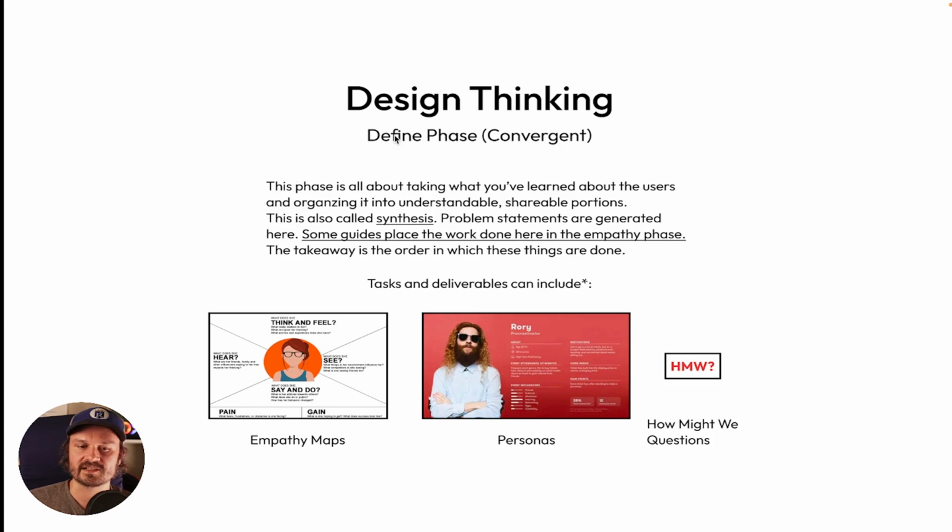But anyway, this phase is all about taking what you've learned about the users and organizing it into understandable, shareable portions. And when I say shareable portions, that points to the types of deliverables that will be created. For example, you'll have your empathy map, you'll have your personas, and you'll have your HMW, your how might we questions, and these are shareable in the sense that you'll have these documents. You can make these in Figma or Google Docs or any number of design software. You will be able to disseminate these documents to other members of the team and members of other teams as well.